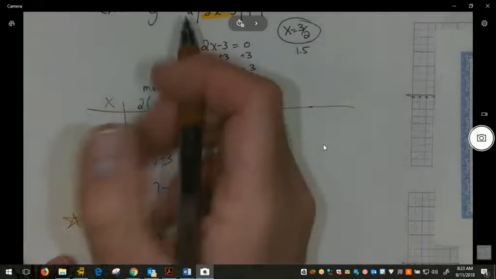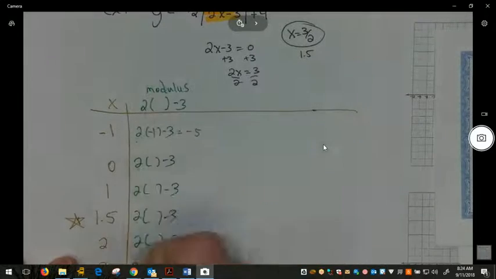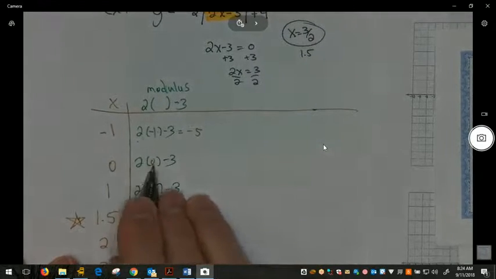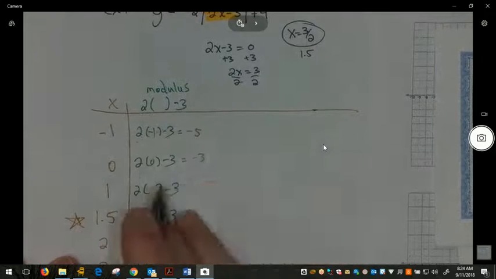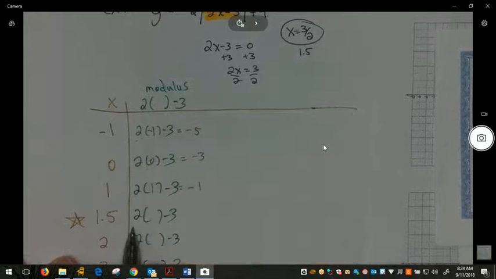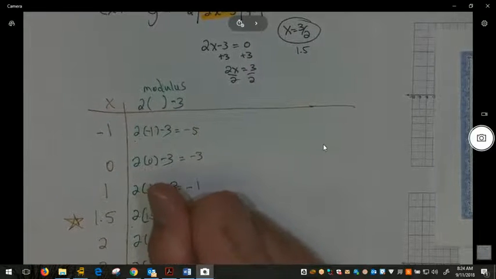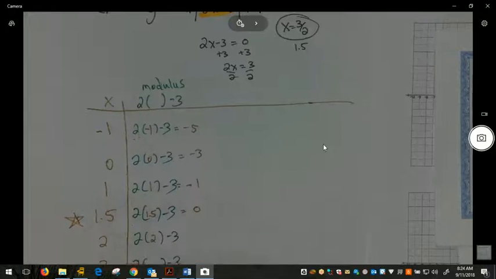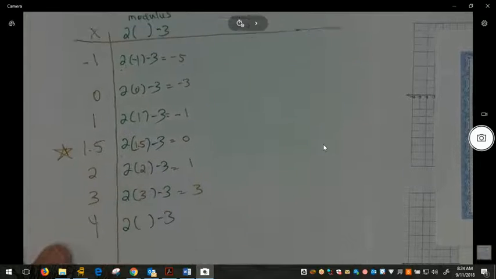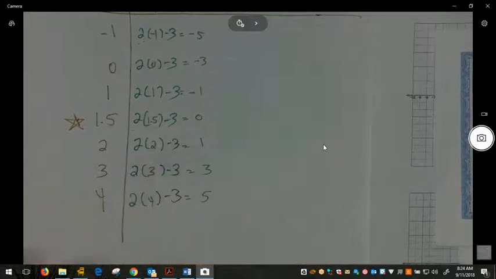So when I plug in negative 1, I multiply this, that's negative 2, minus 3 is negative 5. 2 by 0 is 0, minus 3, that's negative 3. 2 by 1 is 2, minus 3, negative 1. 2 by 1.5 is 3, minus 3 is 0. 2 by 2 is 4, minus 3 is 1. 2 by 3 is 6, minus 3 is 3. And 2 by 4 is 8, minus 3 is 5.